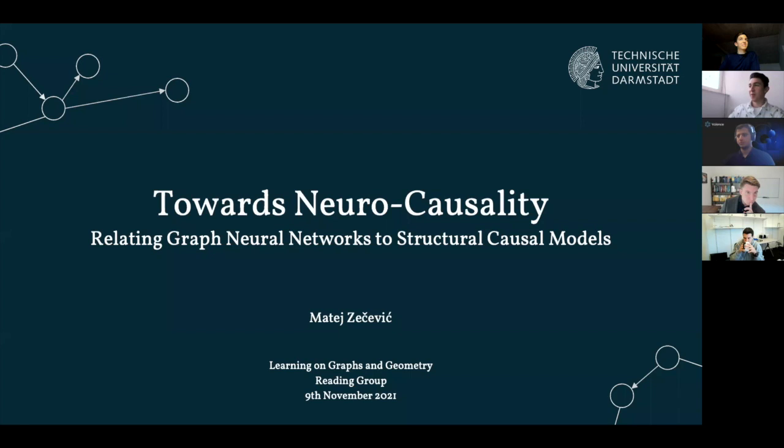So this talk is titled Towards Neural-Causality. You see a little bit of a big name here. And the subtitle is the name of the paper, Relating Graph Neural Nets, which is a big focus of this reading group, to structural causal models, which is a big focus of my research interest.